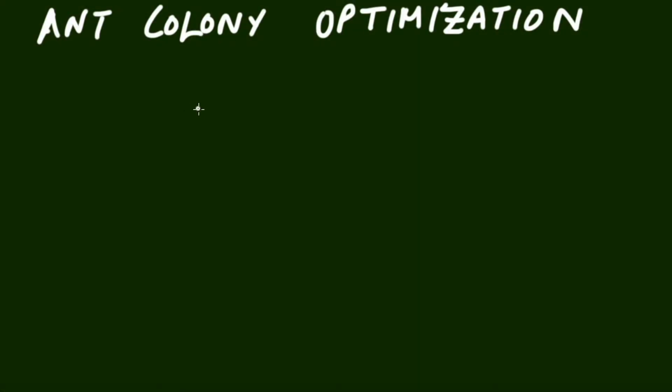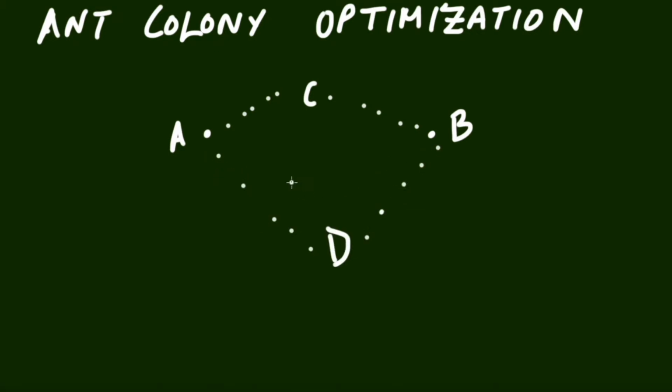To explain how ant colonies can find optimal paths to a food source, let's imagine an ant colony located at point A and a food source at point B. And let's say there are these two paths from A to B, a shorter one through C and another longer one through D. Now imagine two ants, ant 1 and ant 2, that move along paths ACB and ADB respectively.